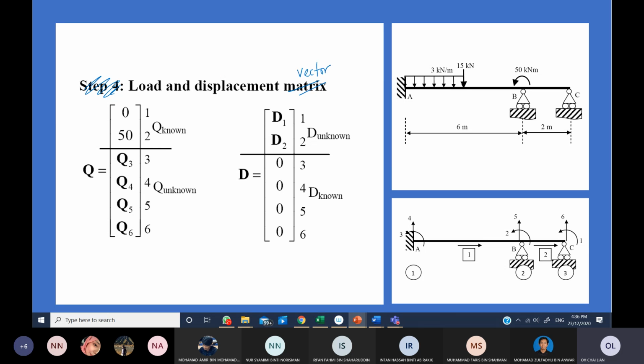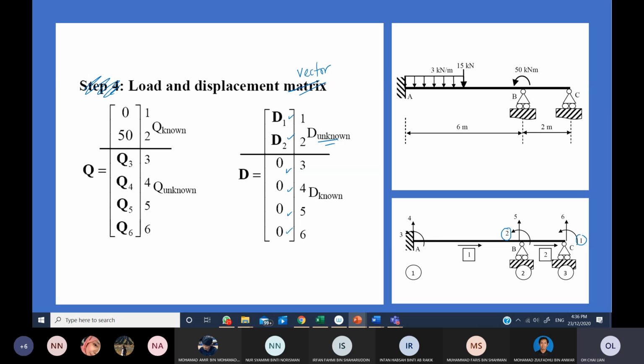Okay, so if you still remember just now, we know that 1 and 2 are unknown, right? Therefore, we name them first. So you can put this information into the displacement vector, where you put D1, D2, they are unknown. The 3, 4, 5, 6, we know the value equals 0. So this is how you write a displacement vector.